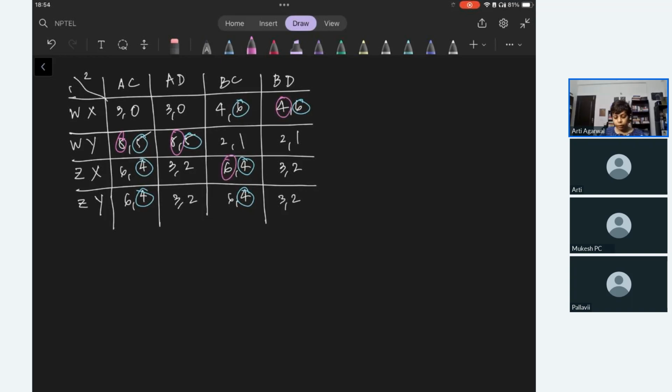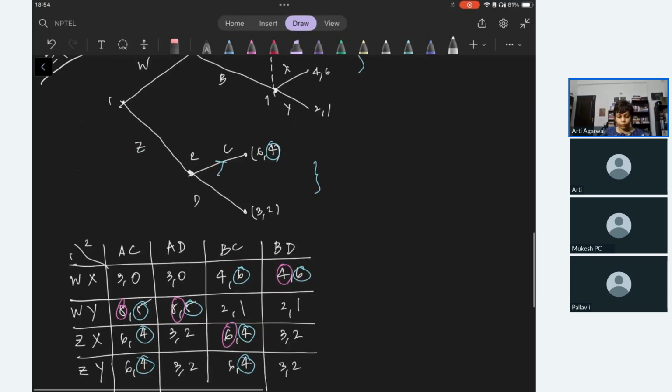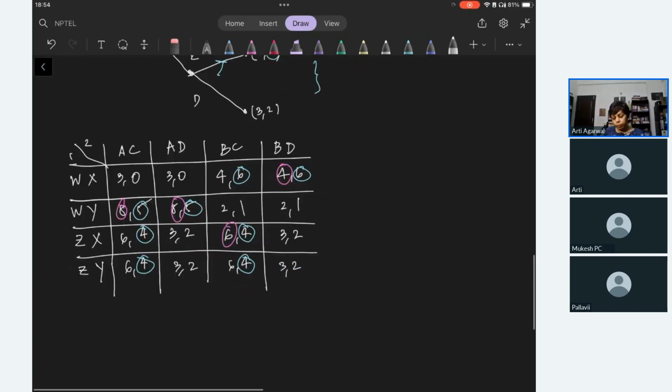Okay, so these are your Nash equilibria, I think. Let me check if I'm correct. We have 4 Nash equilibria, and we will now check which ones are subgame perfect. Okay, so we know that strategy D does not get played. So the ones that have strategy D are not subgame perfect.